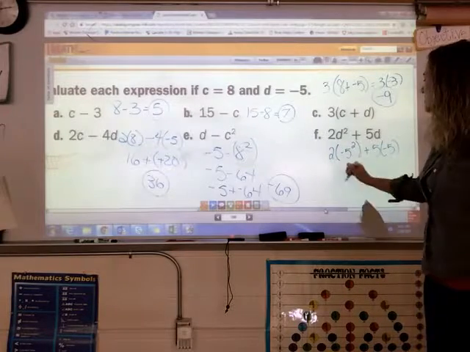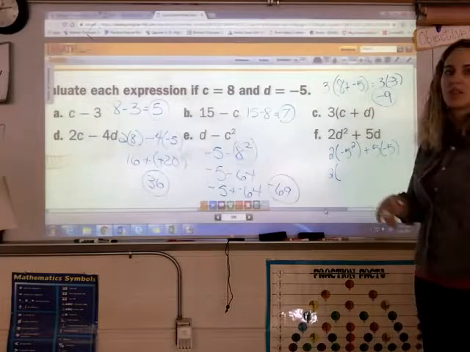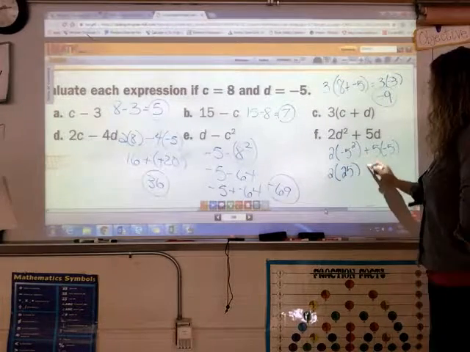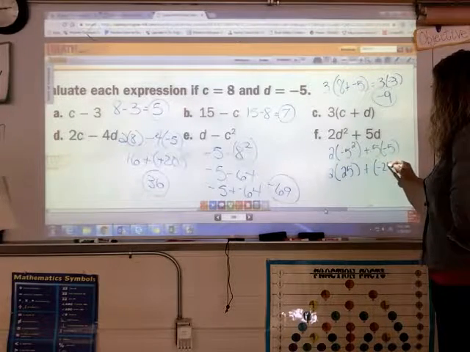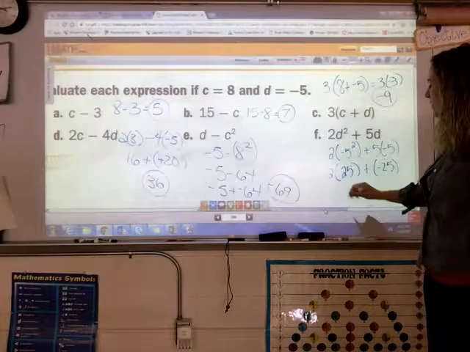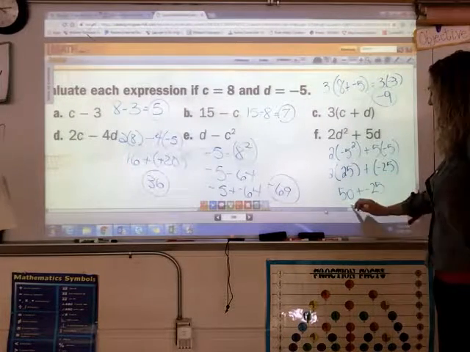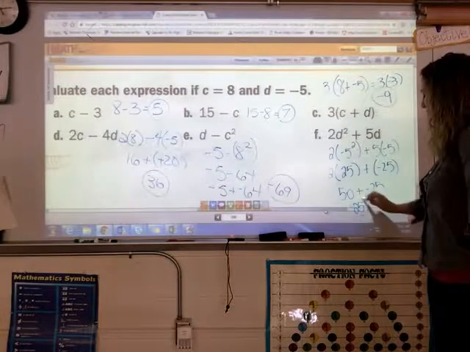Then I can go ahead and take a look at letter F. I've plugged in the values. I'm going to work inside parentheses first. Negative 5 squared would be the same as negative 5 times negative 5. So I have positive 25 plus 5 times negative 5 would be negative 25. 2 times 25 would be 50 plus negative 25. And that would give us 50 minus 25 would be positive 25.